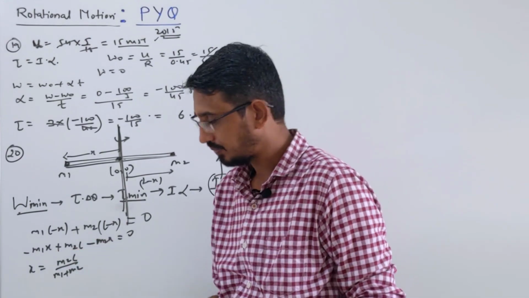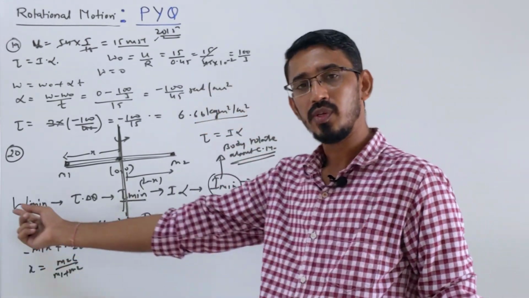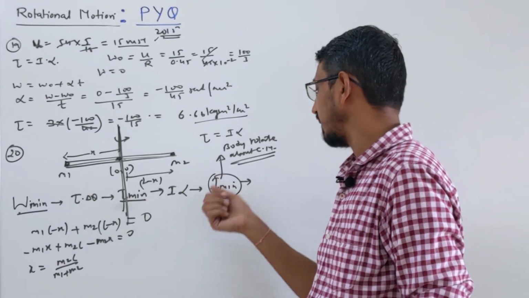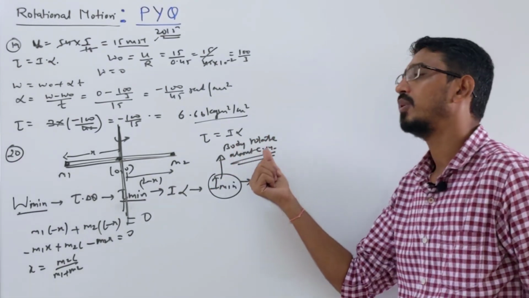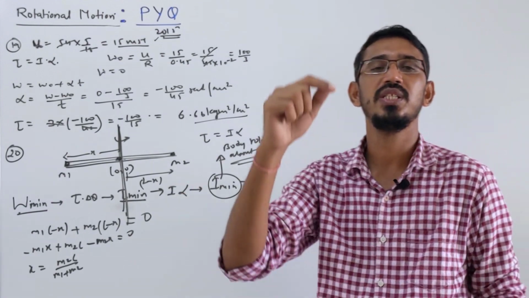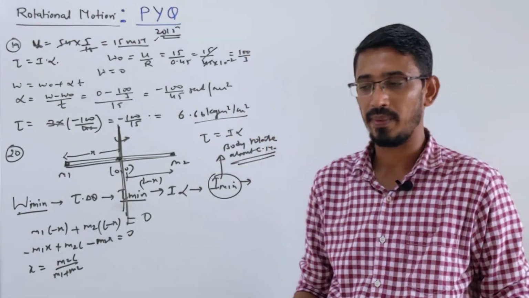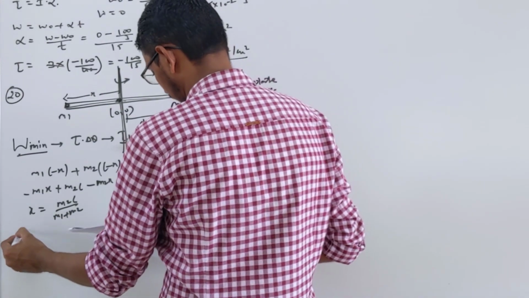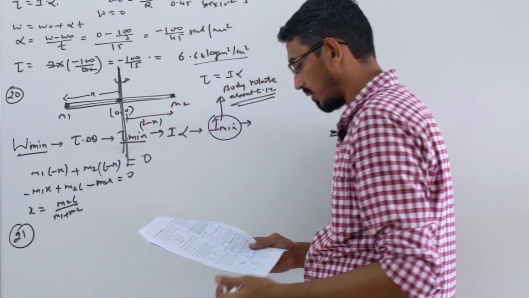That's all. So this is very important. Work minimum means torque should be minimum. Torque minimum means your inertia should be minimum, and minimum inertia happens when the body rotates about an axis which is passing through the center of mass of that body. Okay, let's move on. Question number 21 from the same year, 2015.